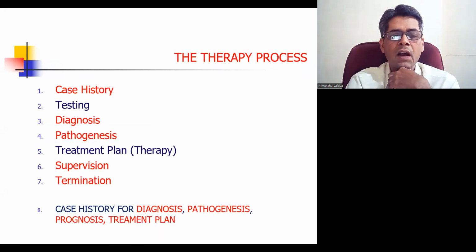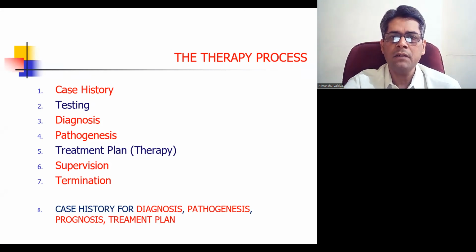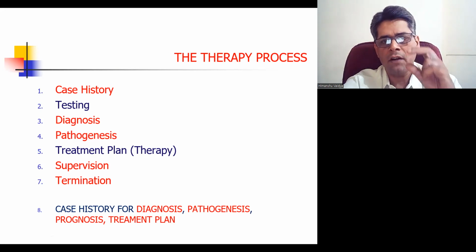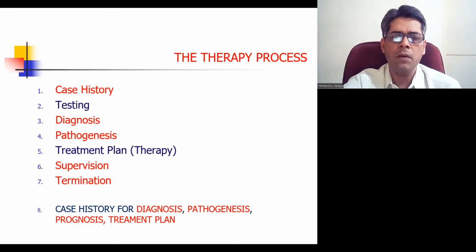So after pathogenesis, we create a treatment plan and we say this person needs medication, therapy can't help, or this person does not need medication, only therapy will help or should be sufficient, or this person requires therapy and medication both, or this person requires therapy, medication and holistic healing all put together. So we create a treatment plan.